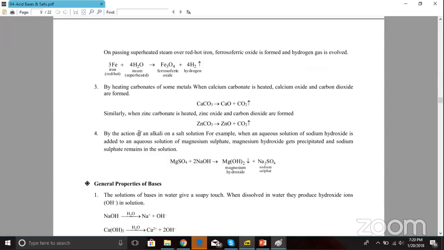So the next one is by the action of an alkali on a salt solution. For example, when an aqueous solution of sodium hydroxide is added to an aqueous solution of magnesium sulfate, we get magnesium hydroxide, this is the base, plus Na2SO4. Magnesium hydroxide is insoluble, so that's why it is shown with a downward arrow mark. So it is a precipitate.